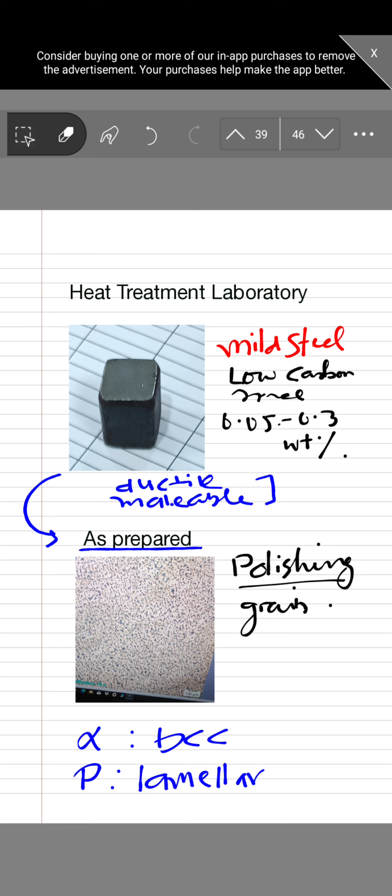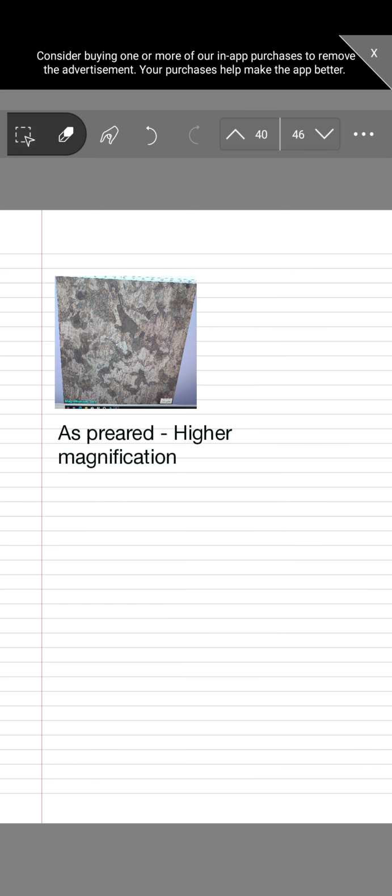That means a combination of alpha and Fe3C arranged in a lamellar fashion, and this lamellar fashion becomes clear if we increase the magnification. You can see the different pearlitic crystallites formed, and if you increase the magnification further, you can see this lamellar structure in these regions. So this is the pearlitic transformation. Why is it called pearlite? Because it looks like a pearl.